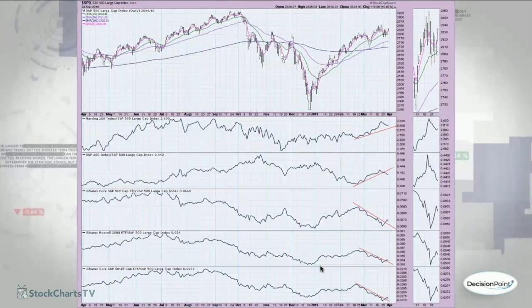And I say that because typically when you're seeing a rise in relative strength out of the small caps and the mid caps, like we saw back here, came off of that December low, it helped fuel that rally to the upside. So I like to see small caps beginning to perform relatively better than the 500. And right now we are starting to see that.